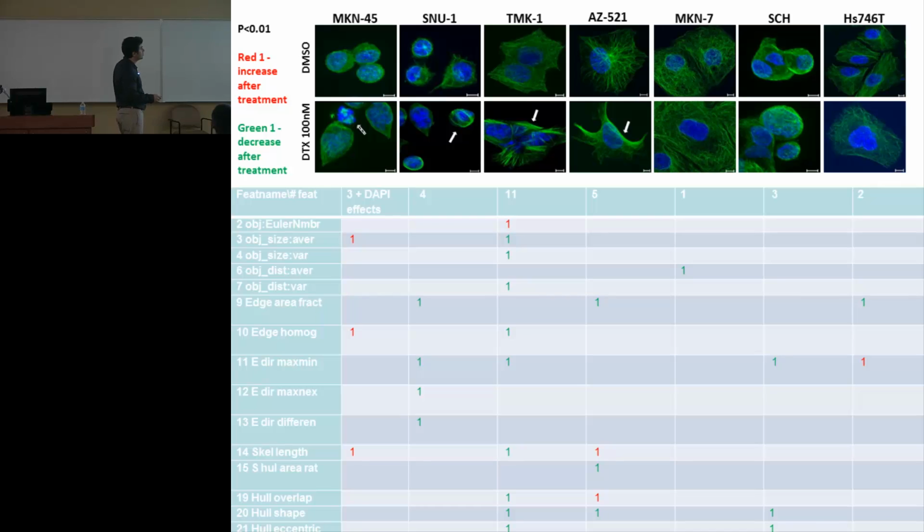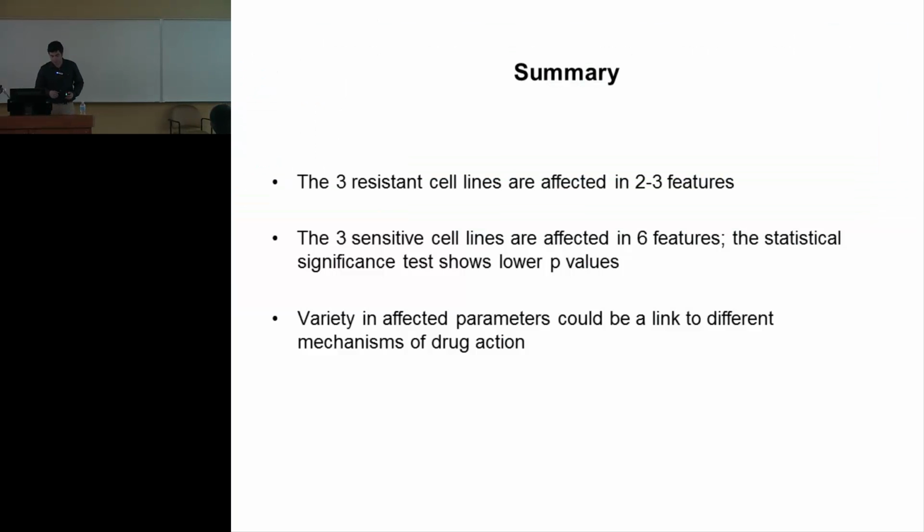So in a way, I want to quantify how the image changes and how these individual microtubule fibers reorganize within the cell. I'm pretty much at the end of that, but in resistant cell lines, the images don't change.